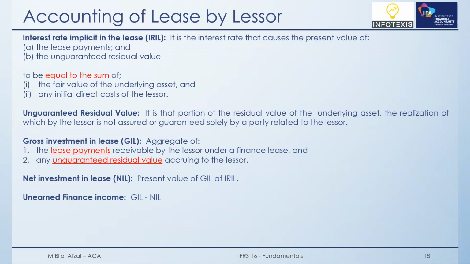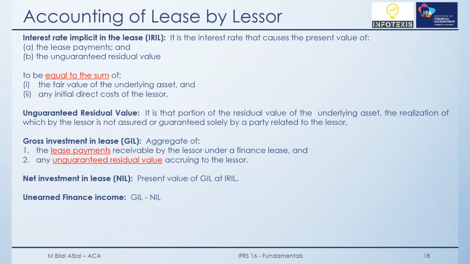Now, what is this implicit rate of interest? The standard says that it is the interest rate that causes the present value of the lease payments, which we already discussed, and the unguaranteed residual value to be equal to the fair value and any initial direct cost of the lessor. In other words, if I discount all the lease payments and unguaranteed residual value, the present value of those payments should be equal to the fair value of that asset. Whatever rate makes these two things equal is the implicit rate of interest. How we're going to calculate it, I will explain later.